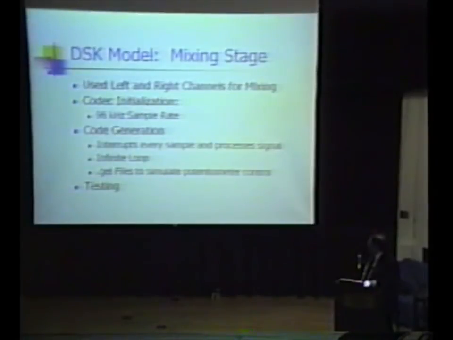The next part was initializing the codec, which is pretty much already done for me using the code. I used a 96 kilohertz sample rate at first, and generated the code using an interrupt during an infinite loop. Every time the ADC has a sample ready, it does the processing and then gets out of the interrupt. Because it could not interface with the potentiometers, I used a .gel file to simulate the potentiometer control in the debugger. And then it was just testing, and it worked.